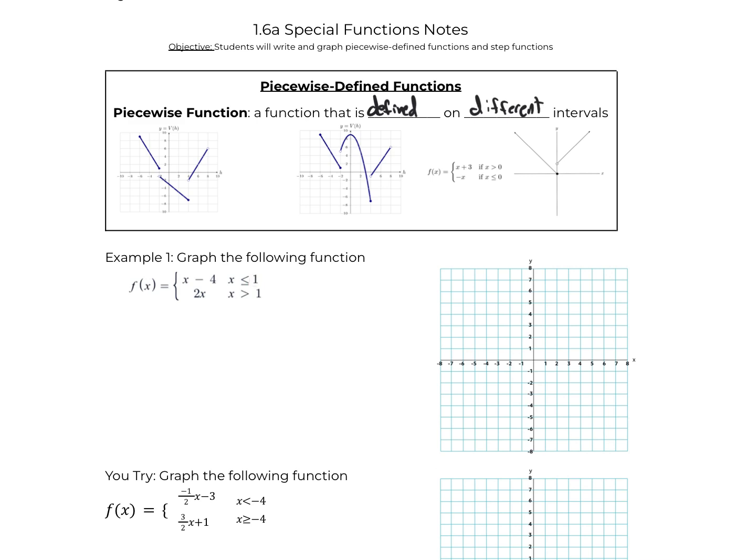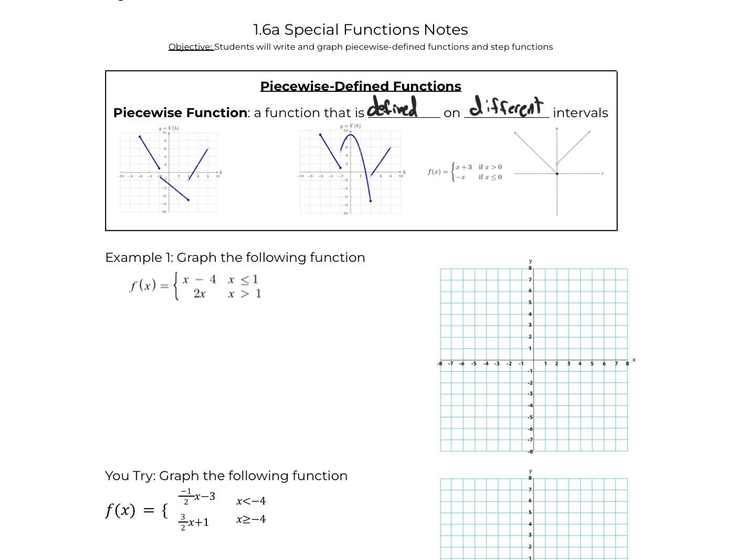All right, so you see three graphs here. Those are all examples of a piecewise function. They all have different rules depending on what interval of the domain you are using. So if you look at example 1, we have f of x is equal to x minus 4 for all x's less than or equal to 1, and f of x is equal to 2x for all x's greater than 1. That means that everything from 1 and to the left follows x minus 4, and everything to the right of 1 follows 2x.